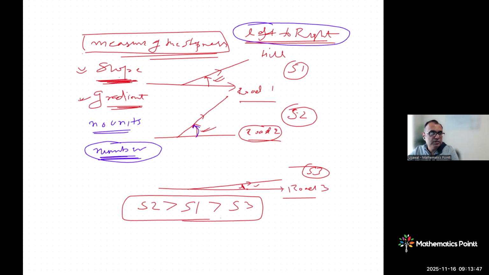All right, moving next. Slope has numbers. So if I have to hypothetically give any number to S2, I'll say, okay, it's 5. S1 could be 3, and S2 and S3 could be 2. So 5 is greater than 3 is greater than 2. So remember, slope is always a number. Now, let's go to the next page. Please travel along.